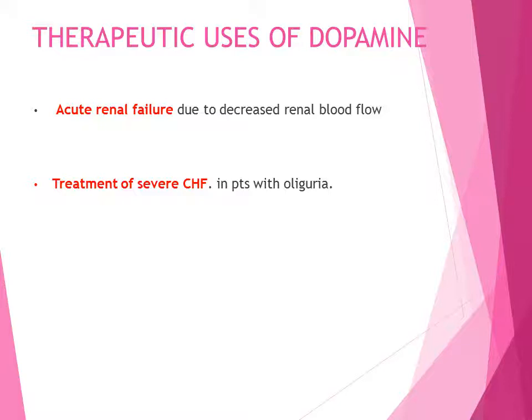Dopamine is also used in acute renal failure because it increases the renal blood flow. Dopamine is also used in the treatment of severe chronic heart failure in patients with oliguria.